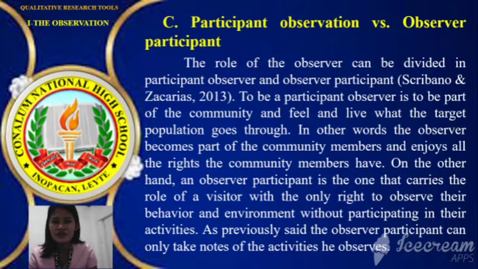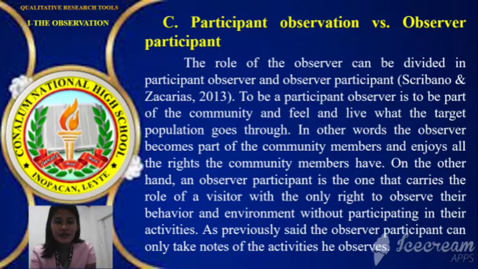So that is participant observer. You will live with the respondents. And this is applicable in ethnographical research. I mean, you could also use it in other research, depending on your research title. In other words, the observer becomes part of the community members and enjoys all the rights the community members have.